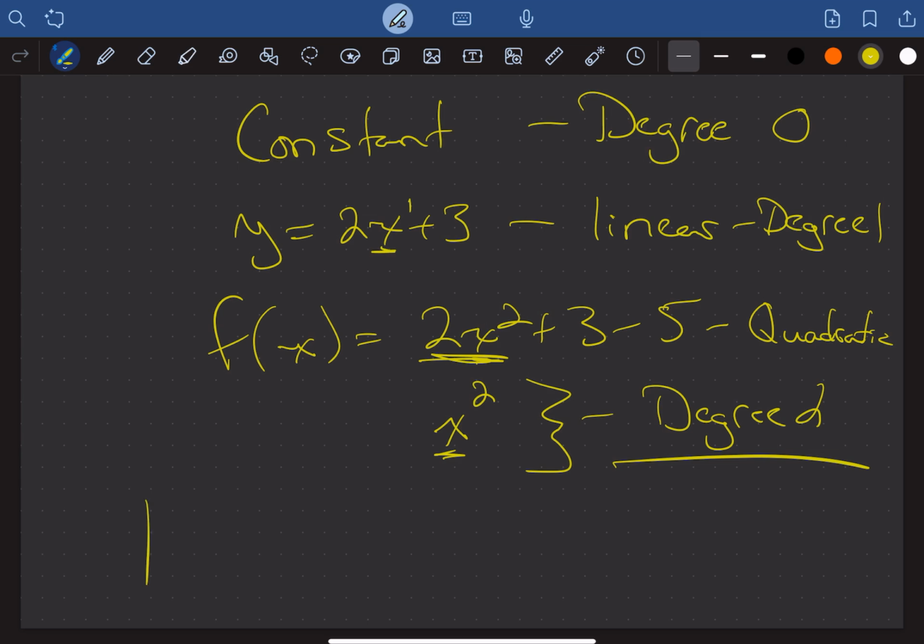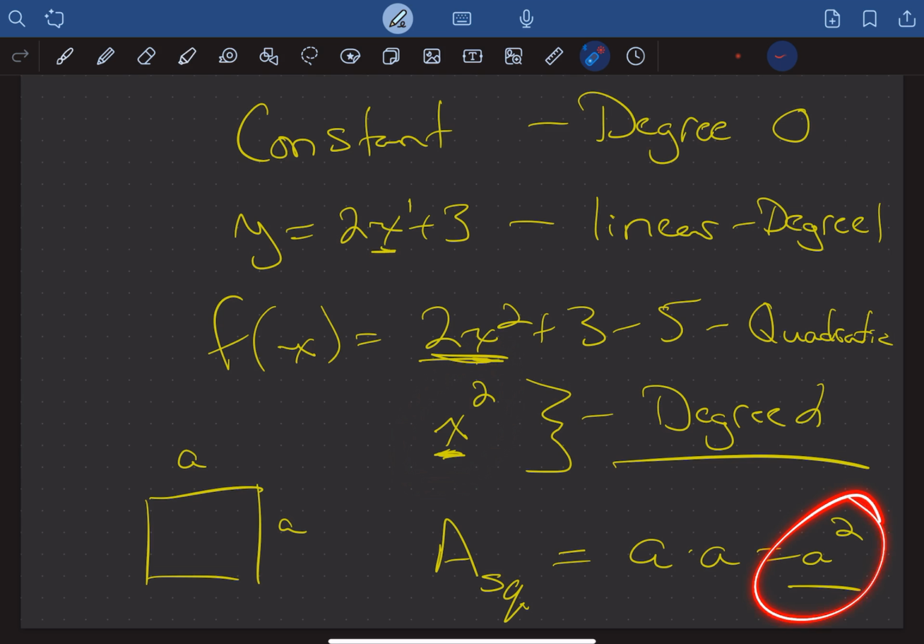Now, quadratic still sounds weird. It sounds like quad, 4. But if you imagine a quad, imagine kind of a square in this case. When we find the area of a square, say we have a times a, this would be a times a, which is a squared, which is the same degree as our x variable here. So when you think of quad, think quad in this way.